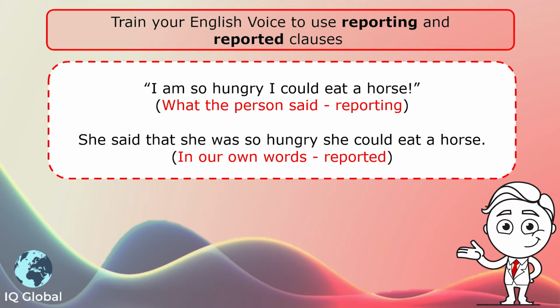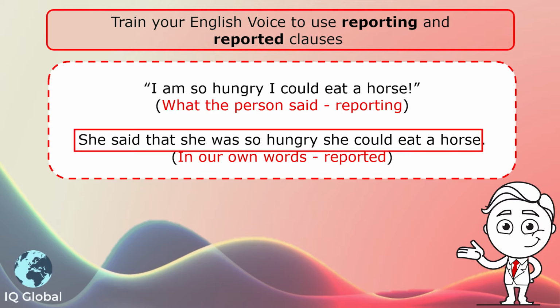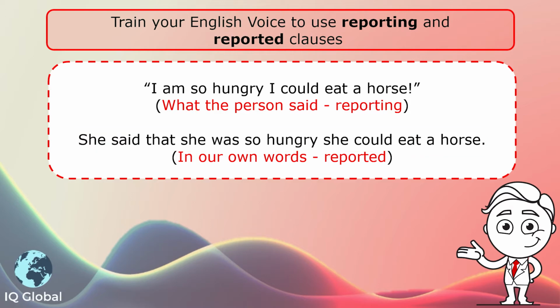So the first one is a reporting clause. "I am so hungry I could eat a horse." We are reporting what the person said in their words. The next example is a reported clause. This is where we put into our own words what they said. She said that she was so hungry she could eat a horse. This time we've put it into our words, but we're still saying the same thing about what somebody had said.